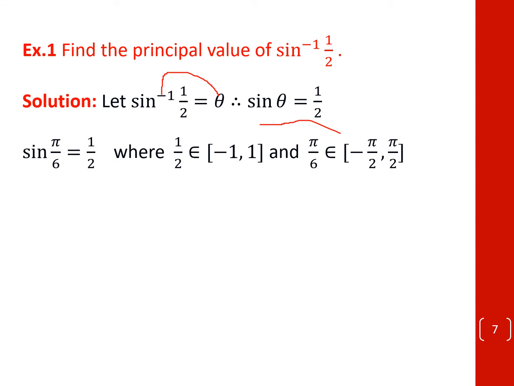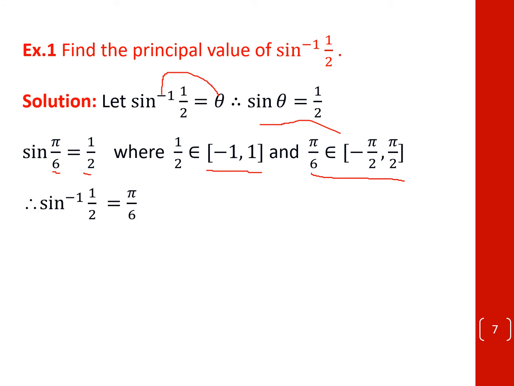Sine of pi by 6 is equal to 1 by 2. The value of the sine function is half at which angle? At pi by 6. Where 1 by 2 belongs to the closed interval minus 1 to 1, and this angle pi by 6 belongs to the closed interval minus pi by 2 to pi by 2.